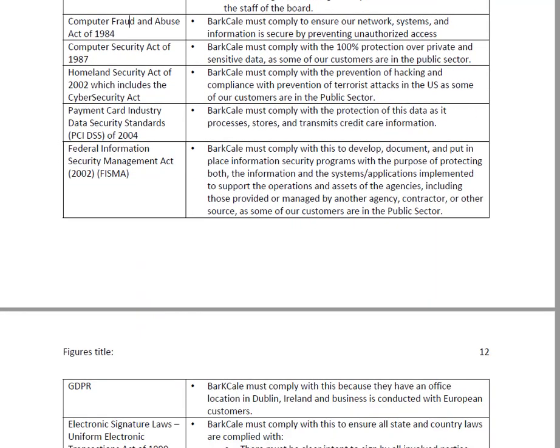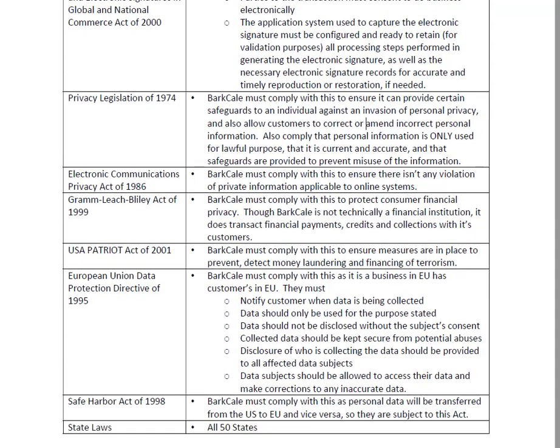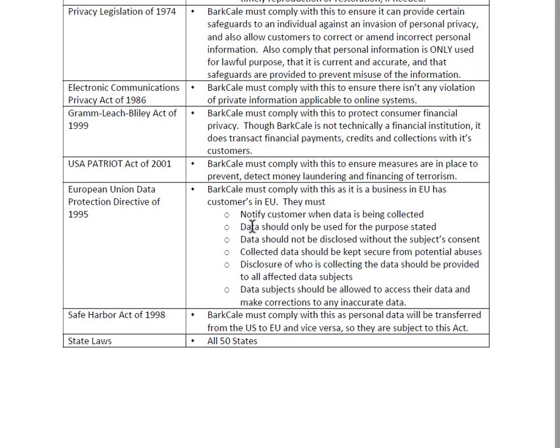So there's a lot of things in here where you can see that a company, even the size of Barclay, which is kind of a medium-sized company, is impacted by a lot of the laws and regulations that are out there, and they need to make sure that they're in compliance with these to make sure that there aren't any lawsuits or other things brought against them because they are out of compliance.